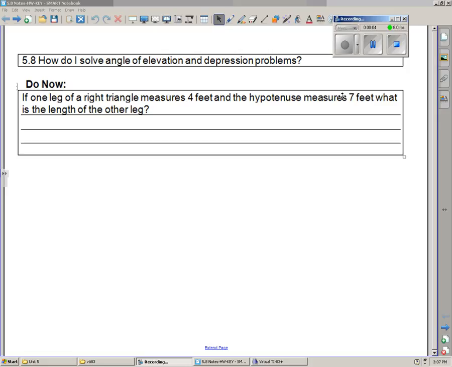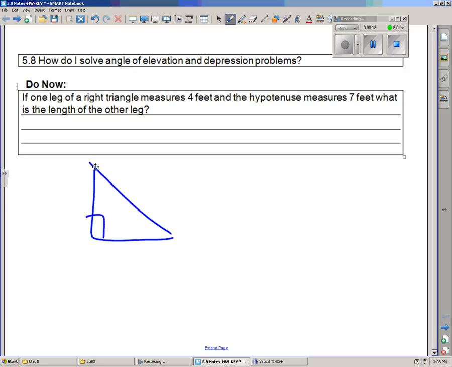All right, so for this lesson, we're going to talk about angles of elevation and depression. It's just another trig unit. The do now happens to be a Pythagorean theorem problem. If one leg of a right triangle measures 4 feet and the hypotenuse measures 7, what's the length of the other leg?